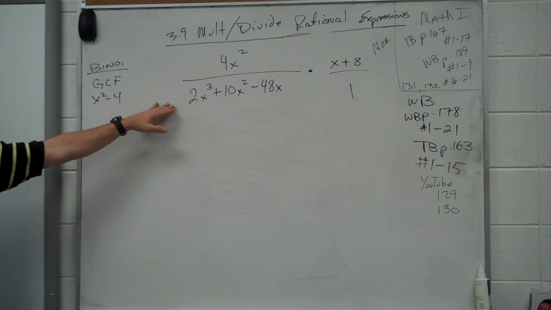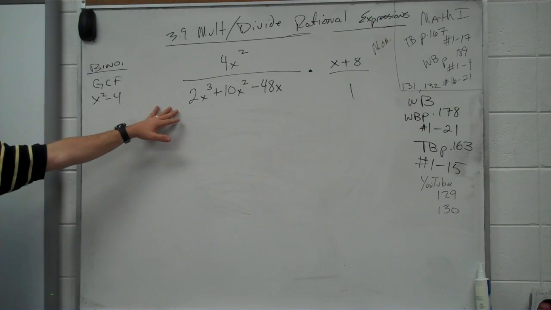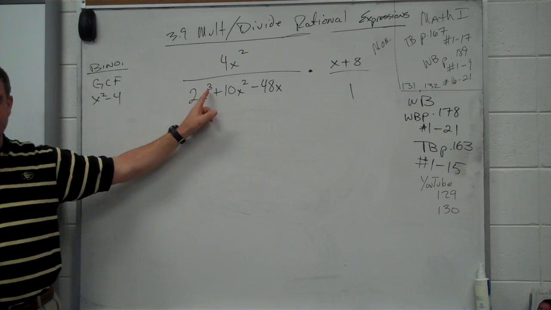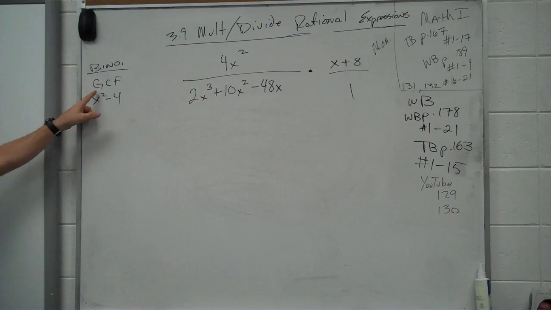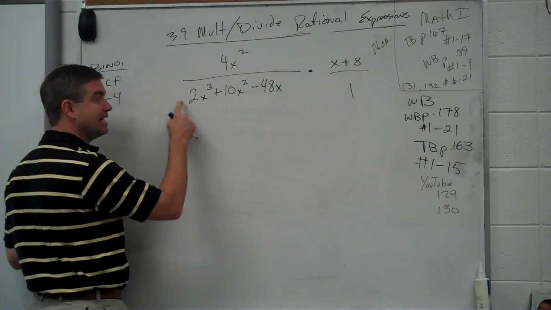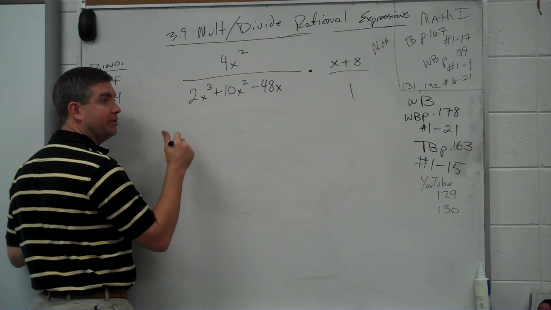What about this stuff on the bottom? What can I do on the bottom? What first? When I see x cubed, it ought to be screaming that there's probably a GCF. I don't know how to factor cubes. I haven't shown you how to do that. But if I can pull an x out to the front, then what was left I could probably factor. So not only can I pull an x out, but 2, 10, and 48, what can I pull out?